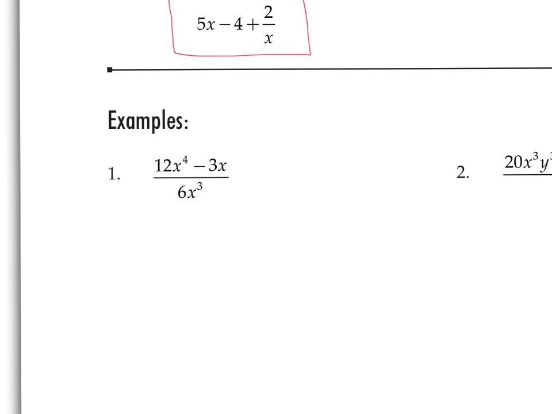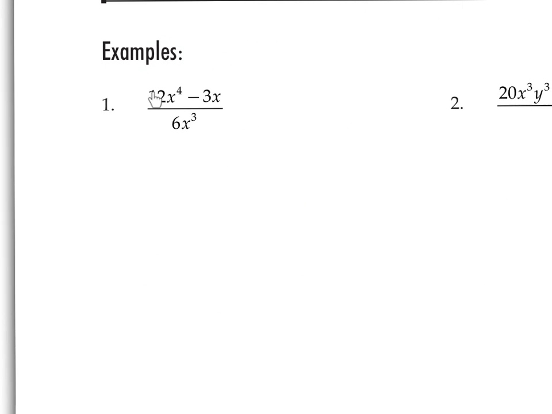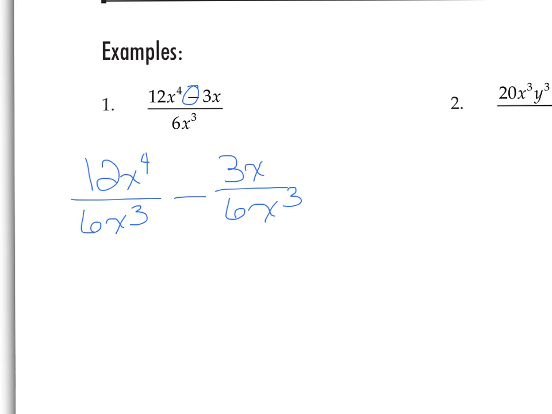So we have a couple of examples down here. There are 2 terms in the numerator, so we're going to make 2 fractions. They will both have the same denominator. So they will be 12x to the 4th over 6x cubed, minus sign coming from here, 3x over 6x cubed. And now we're just going to reduce. 12 divided by 6 is 2. X to the 4th over x cubed, subtract, leaves you with x to the 1. It's also on the top, so I don't need the bottom of this fraction.